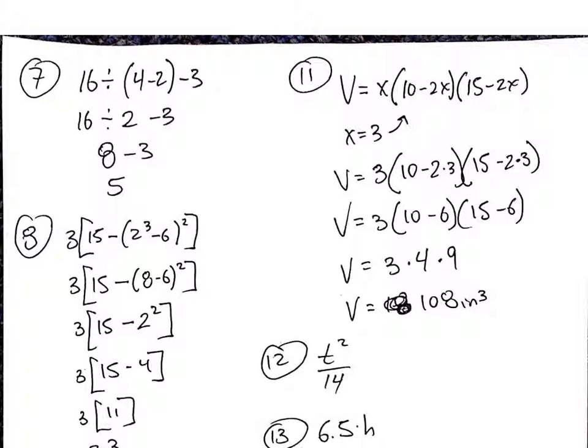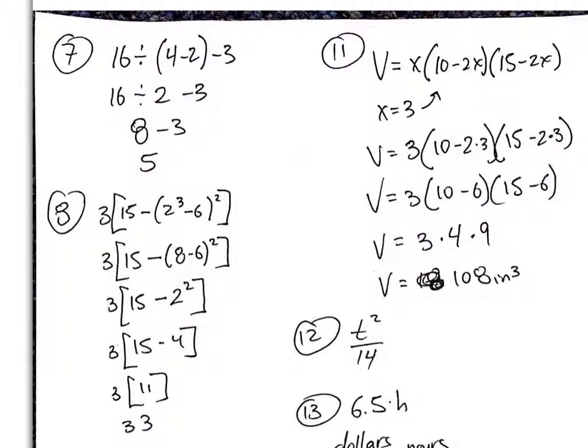Alright, question number 7. For 7 and 8 we are evaluating the expression. We've done some problems of the day like this. It's like a PEMDAS, order of operations. So we're going to do what's in parentheses first. 4 minus 2 is 2. And then between the division and subtraction, we're going to do the division first. 16 divided by 2 is 8, and 8 minus 3 is 5.